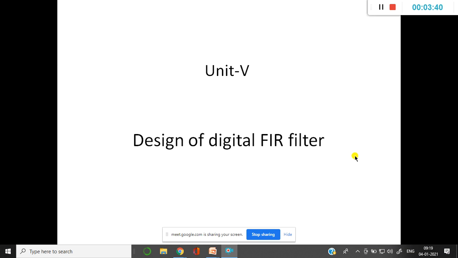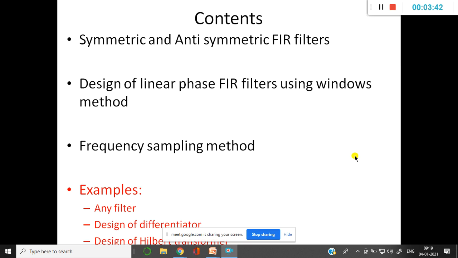Unit 5, Design of Digital FIR Filter. In this chapter, we mainly concentrate on symmetric and antisymmetric FIR filters, design of linear phase FIR filter using the window method, and the frequency sampling method. These are the three important topics that we will discuss in this chapter.